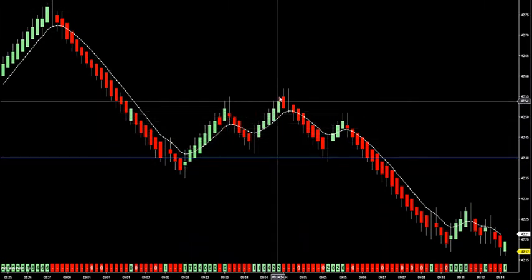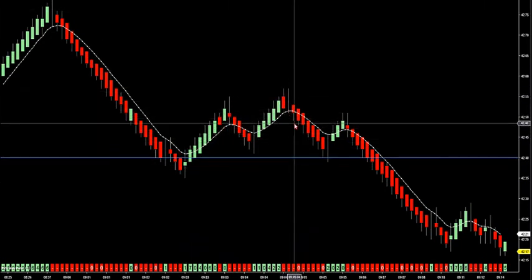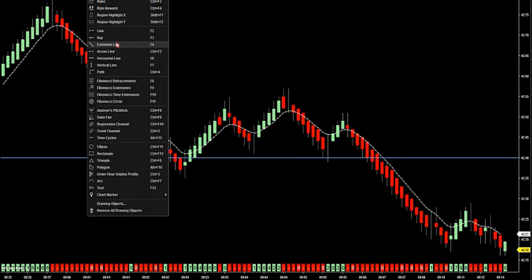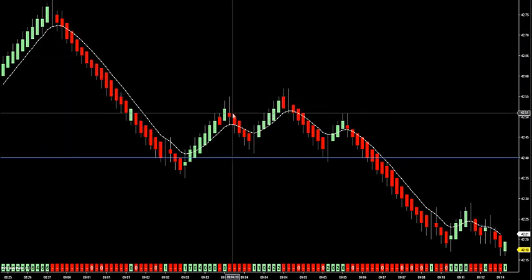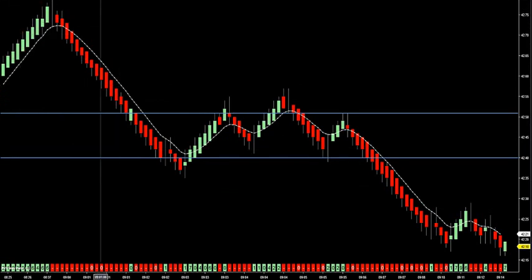Then my supply line actually bounced here, got your target, but then a 51 came in. We had a 51 supply line that came in right here. Gives us another short opportunity.